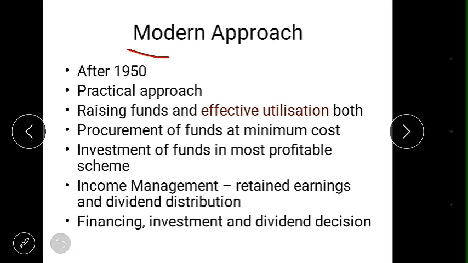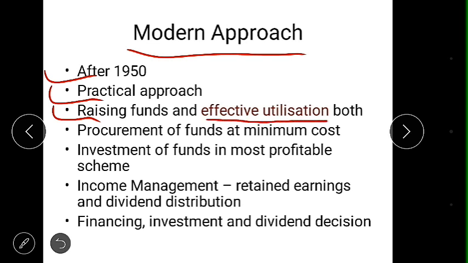Modern approach. So after year 1950, this approach is considered. It's a practical approach, raising funds and effective utilization both. Now we have to understand not only raising funds, which we have observed in traditional approach, but also effective utilization is also important over here. So not only raising money, but making effective utilization of this money, making effective utilization of funds is also considered over here.